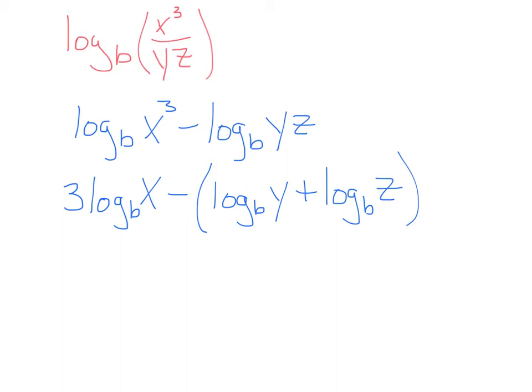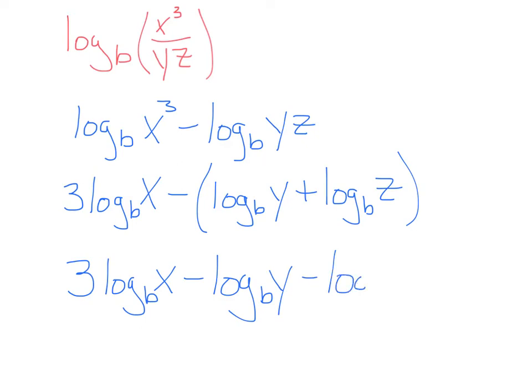Now that's pretty good right there. We could simplify it a little bit further, but just remember, negatives are really tricky and you've got to really watch. And we have this parenthesis, so really it's like distributing a negative 1 to both terms inside. So we can write this as 3 times log base b of x minus log base b of y minus log base b of z.